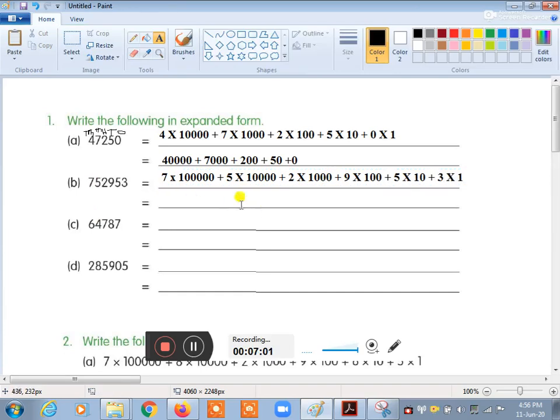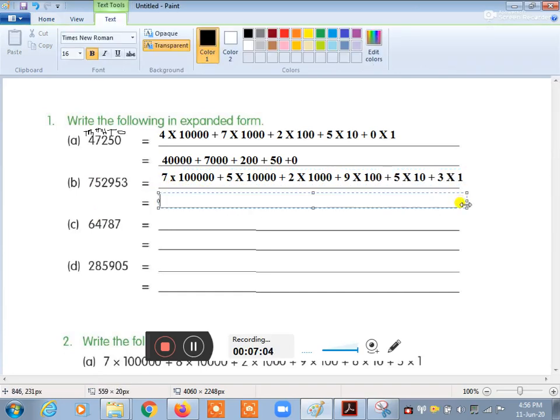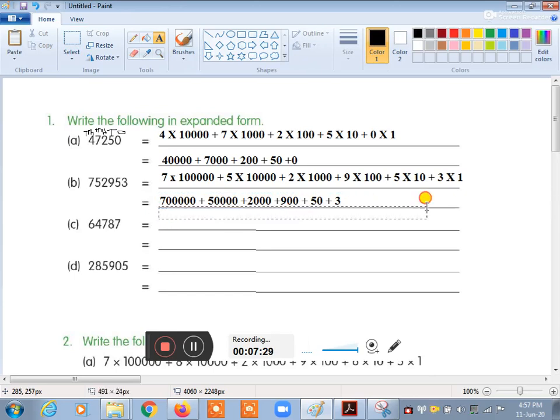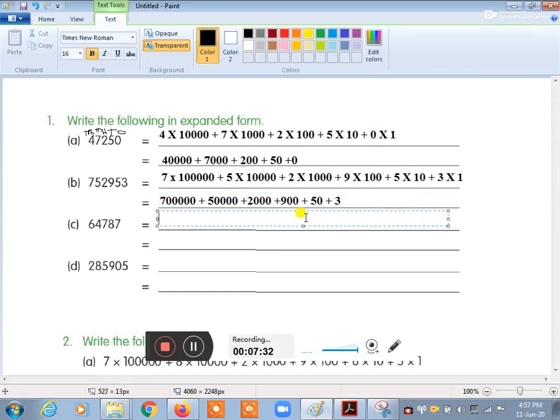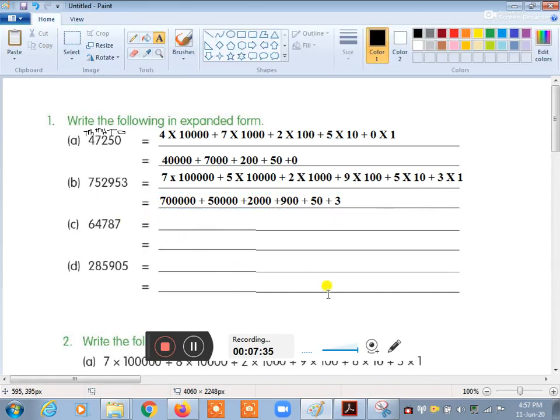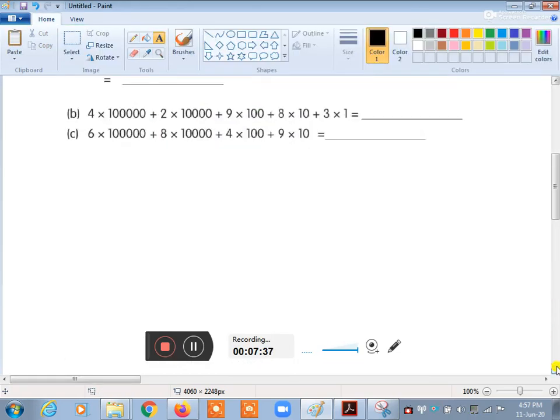So how to write this one? 7 lakh plus 50,000 plus 2,000 plus 900 plus 50 plus 3. So here the C bit and D bit, do them by yourself. I am giving them as homework. So move to the second bit.